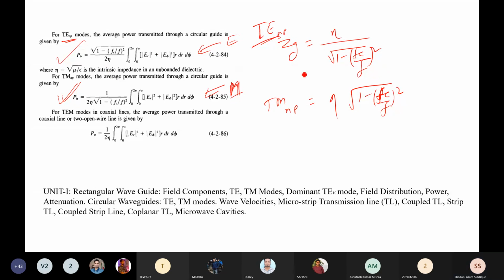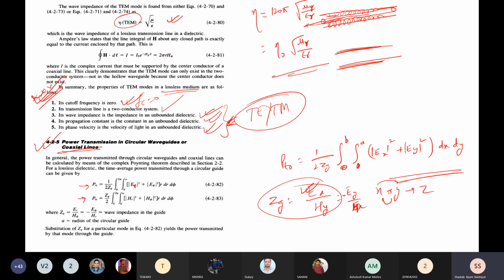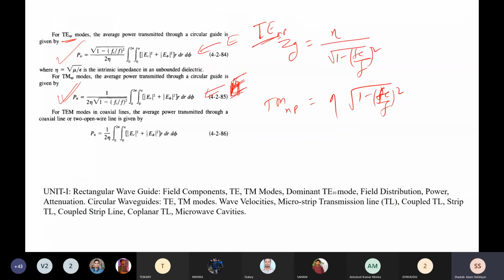Sorry, this is in terms of electric field also. Here, this is in terms of electric field, and this is in terms of magnetic field, not TE and not TM. This is only in terms of electric, and this is only in terms of magnetic field. And if you change between TE and TM, the ZG value will be changed accordingly. So your ZG is changed here, and you can use it.